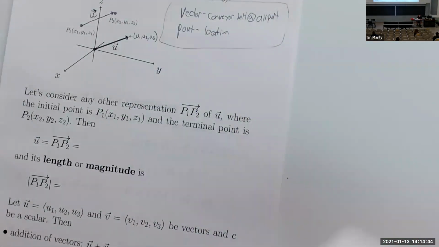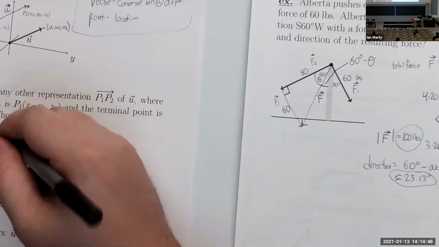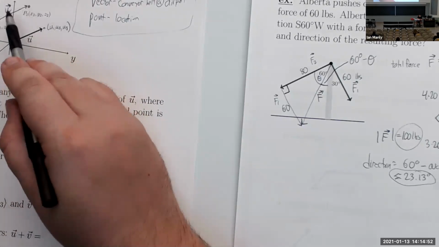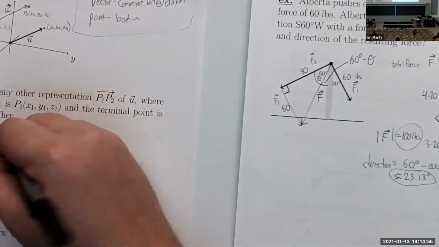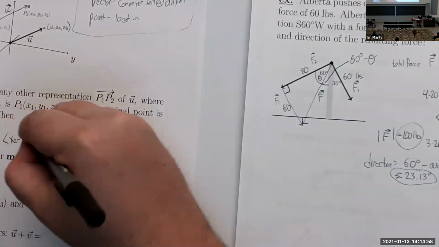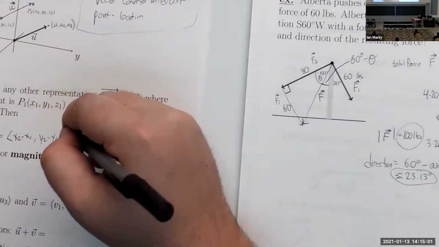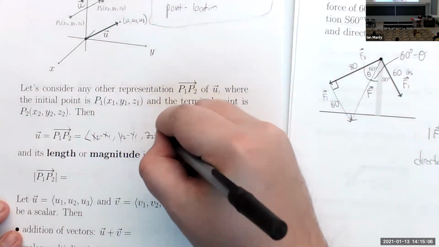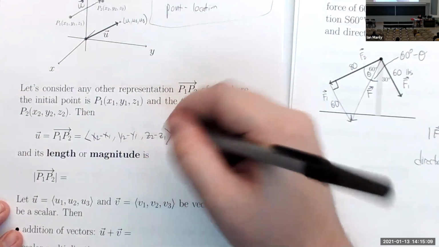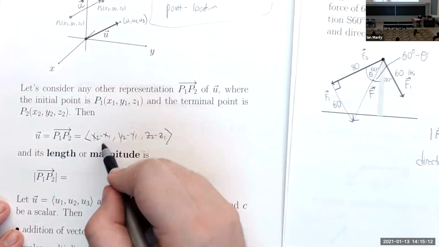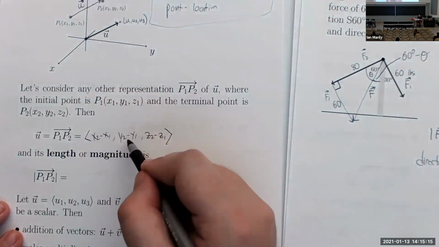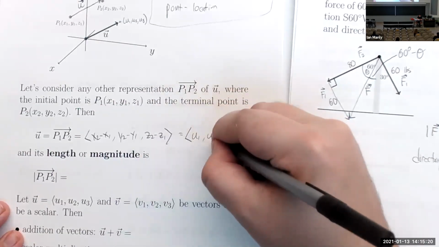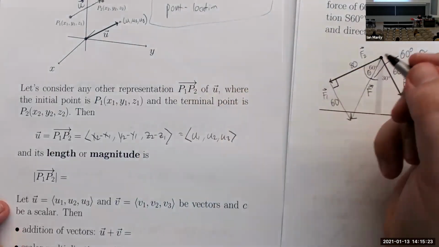So for example, in this case, if we have P1 to P2, we reach P2 from P1 by our U vector here, then the components of that will be X2 minus X1, Y2 minus Y1, and then we have Z2 minus Z1. So if you want to get from this point to here, you have to move this much in the X direction, this much in the Y direction, this much in the Z direction. And so these are equal to our components U1, U2, and U3 right here.